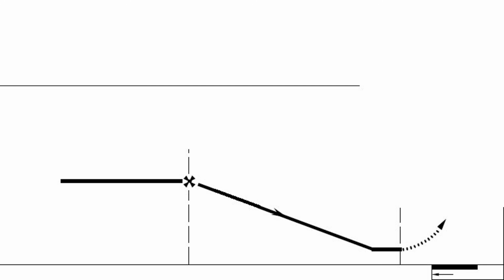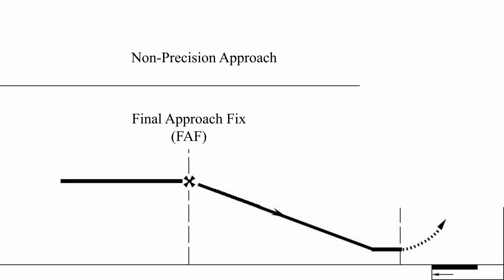Even though the only component that's missing on a localizer approach compared to a full ILS is the glide slope, it makes the way we fly the approach significantly different than the way we fly an ILS approach. Since it lacks vertical guidance of any kind, the approach is considered a non-precision approach, or more precisely, an approach without vertical guidance. With this type of approach, rather than intercepting a glide slope or glide path to start our descent, we fly to a geographical point called the final approach fix, which is marked on the chart with a big black X called a Maltese cross.